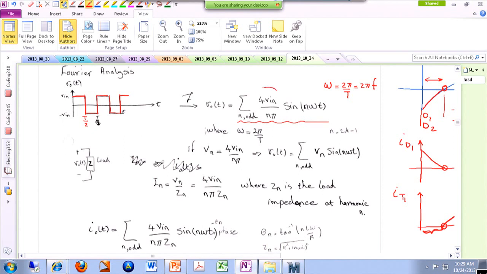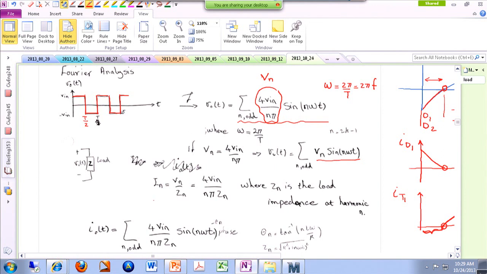I am labeling this term over here to be Vn. So Vn is the amplitude of the nth harmonic of the output voltage. All right? So therefore, I can rewrite my output voltage in this form. Bunch of amplitudes times sine signals.